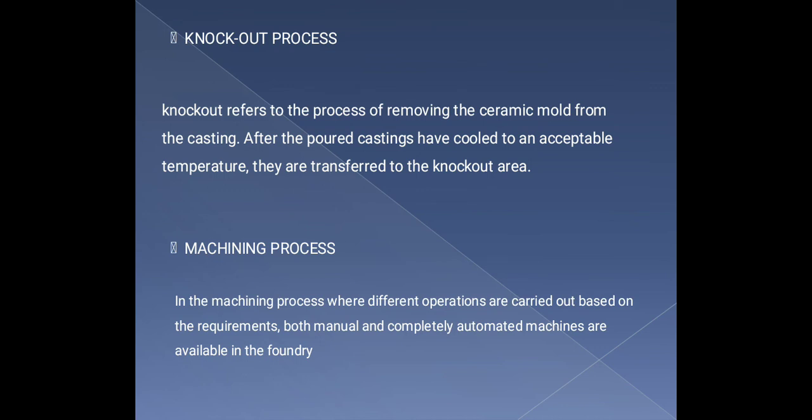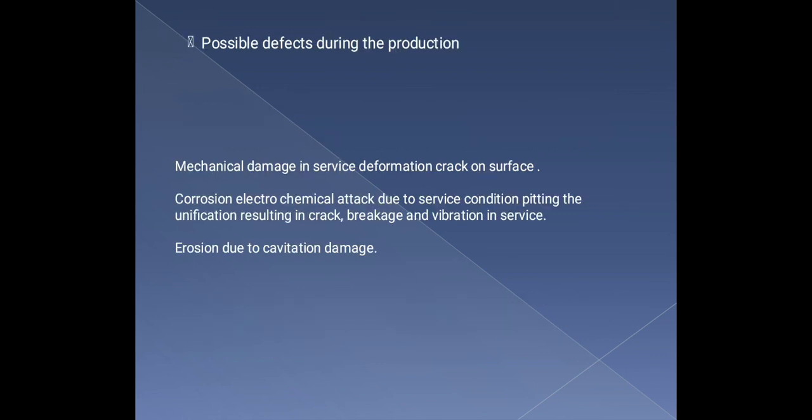Machining process. In the machining process, different operations are carried out based on the requirement. Both manual and completely automated machines are available in the foundry. After machining is done, a second quality check is done once again. Casting defects are checked because some defects only emerge after machining. The casting is also checked for machining defects and possible defects during the production.